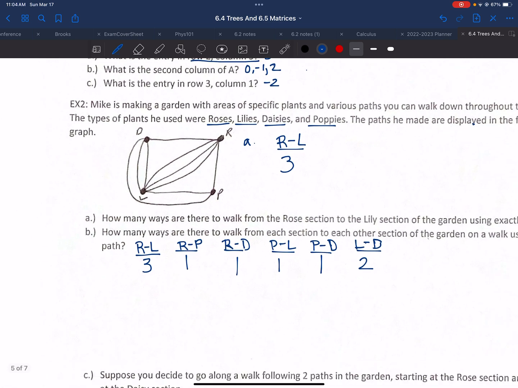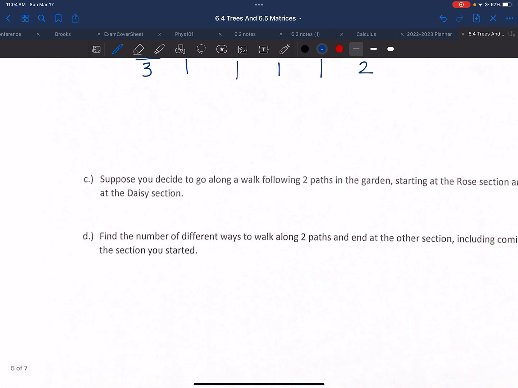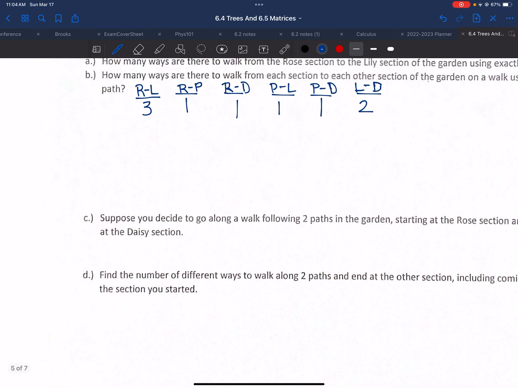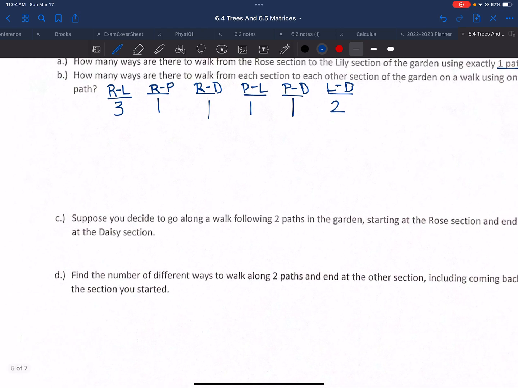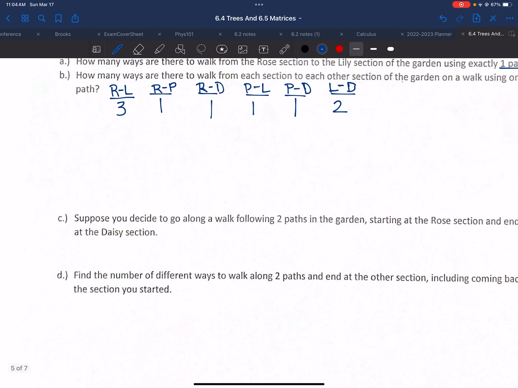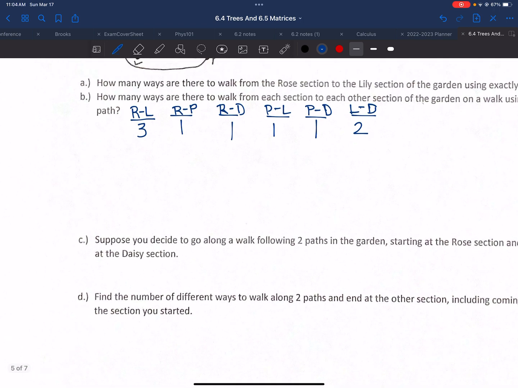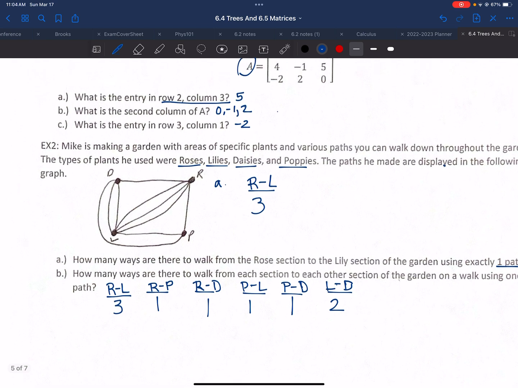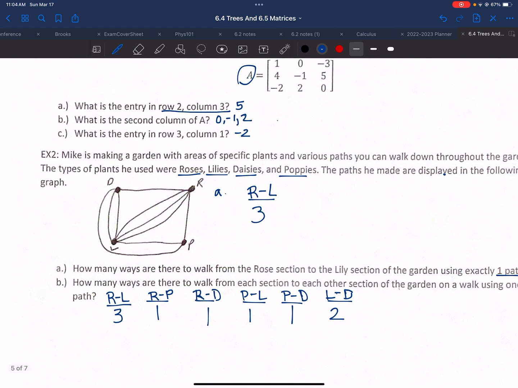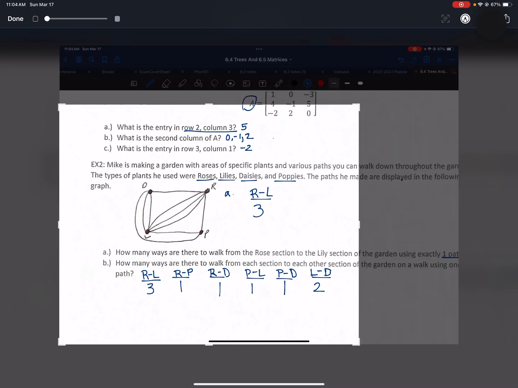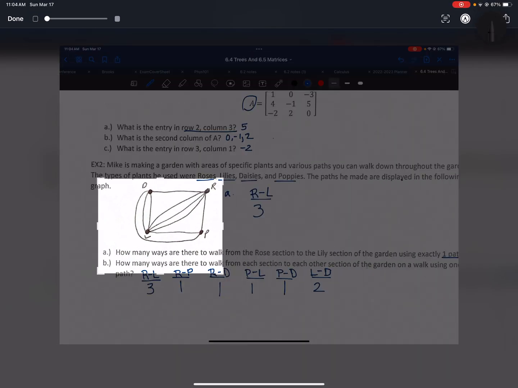All right, so let's go ahead and look at this next one. It says, suppose you decide to go on a long walk following two paths in the garden, starting at the rose section and ending at the daisy section. All right, I'm going to bring this graph down here, so give me just a second to get a picture of it, and then I'm going to pull that in for us to look at.